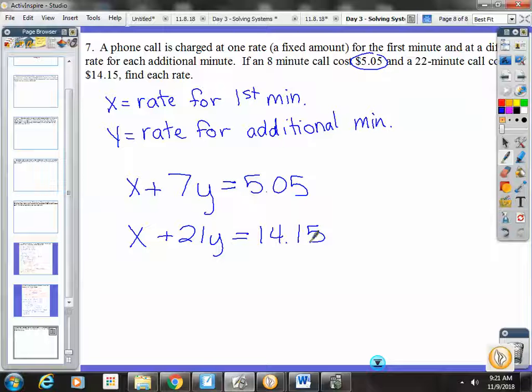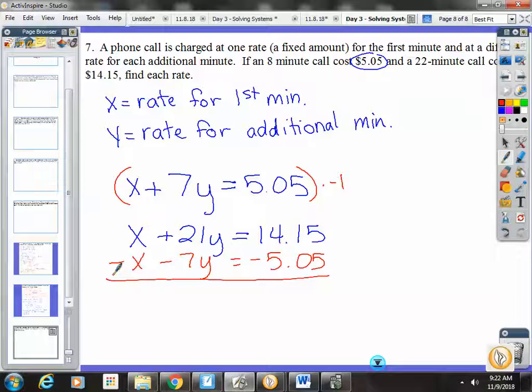Remember, as far as solving, I don't care what method you use. I think I'm going to use elimination here. I'm going to multiply the top equation by -1. So I have negative x minus 7y equals negative 5.05. 21y minus 7y is 14y. And 15 minus 5.05 is 9.1. Divide by 14.